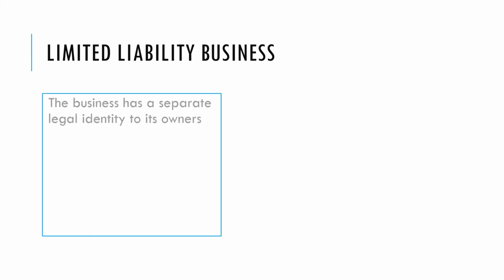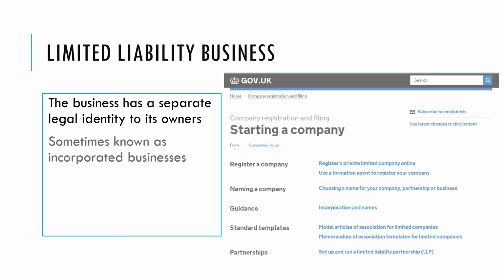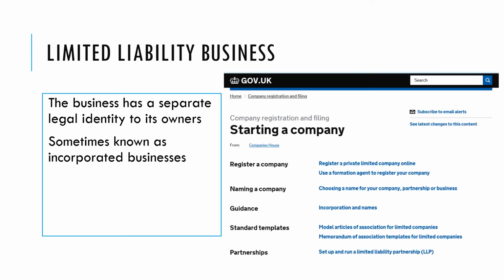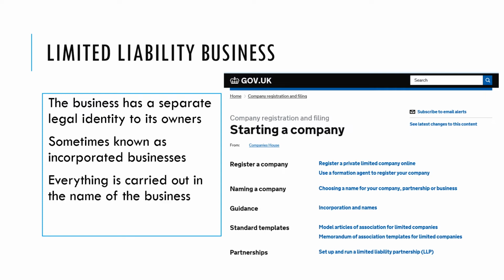So a limited liability business has a separate legal identity to its owners, sometimes known as an incorporated business, and this means it's been registered with the government. Everything is carried out in the name of the business, not the owner's name. So for example, if you set up a window cleaning business that became a large business and you registered it, it would be Jimmy's Window Cleaning Limited. That would be the entity that was undertaking the work, not Jimmy personally himself.